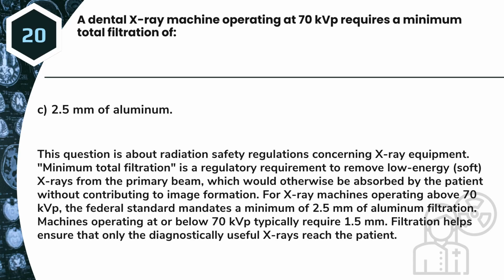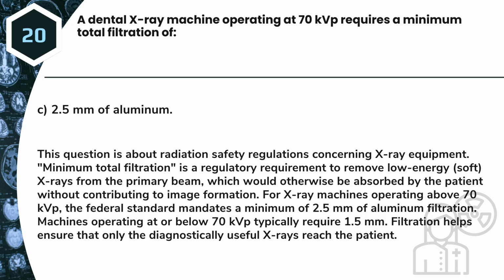Answer C. 2.5 mm of aluminum. This question is about radiation safety regulations concerning X-ray equipment. Minimum total filtration is a regulatory requirement to remove low-energy, soft X-rays from the primary beam, which would otherwise be absorbed by the patient without contributing to image formation.